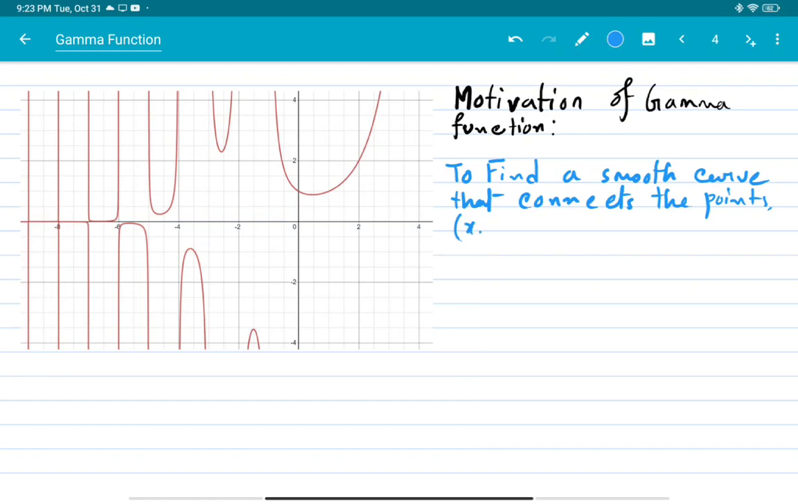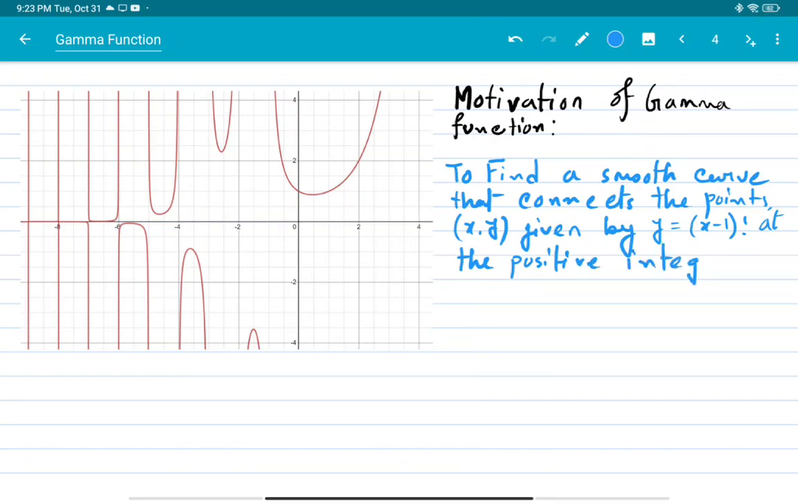x and y given by y equals x minus 1 factorial at the positive integer values of x. So this is a very short introduction about the Eulerian integral.